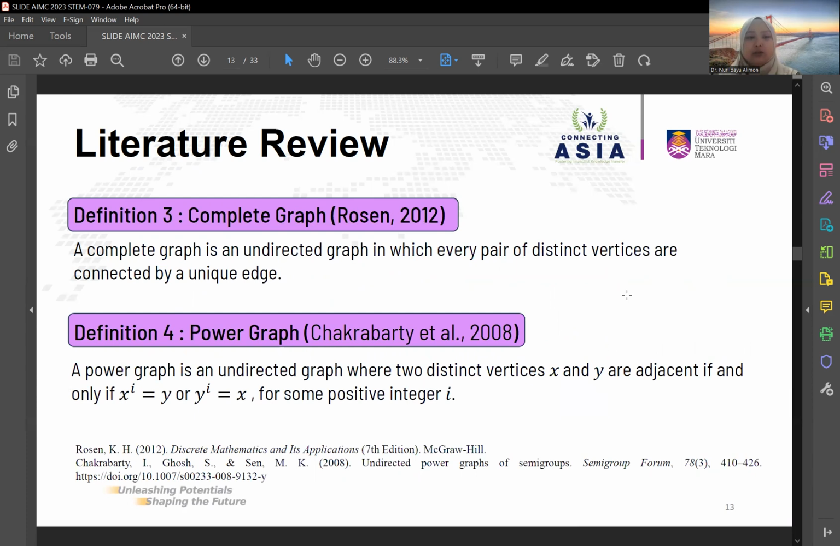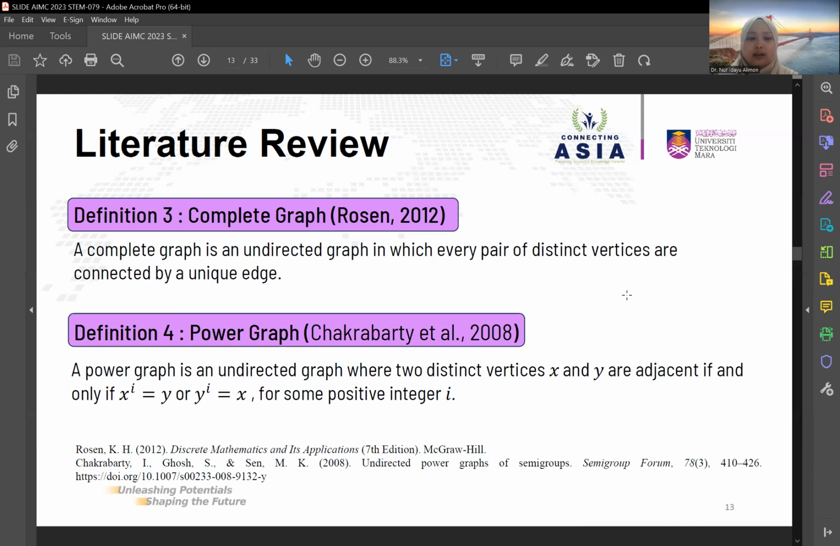the complete graph. So a complete graph is an undirected graph in which every pair of distinct vertices is connected by a unique edge. So in a simpler way, we can say that each vertex in a graph is connected to each other. So what is a power graph?